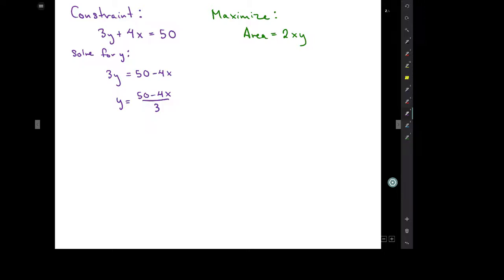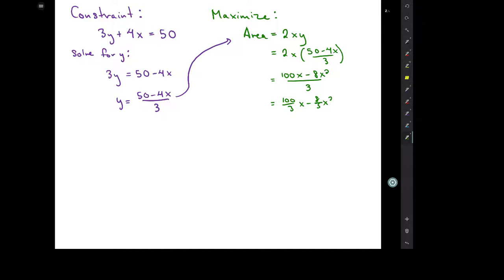And now I'm going to take that and stick it into my area function. So instead of 2 times x times y, I can write 2 times x times (50 minus 4x) divided by 3. And so my area function becomes (100x minus 8x squared) divided by 3. And if I want to make that look a little bit less scary, I can write that as 100x minus 8x squared, all over 3. And now that's just a plain old polynomial. So what I've done here is I've taken my constraint equation and I've used it to replace a variable in my objective function. And so now I have a function of 1 variable.